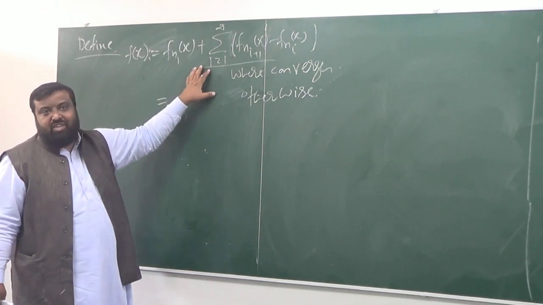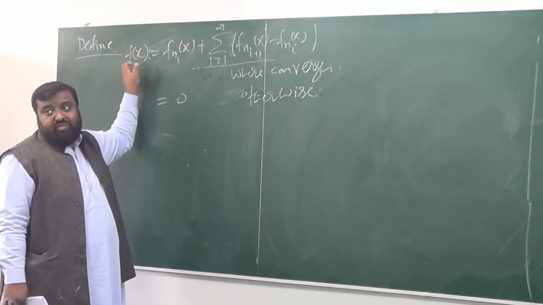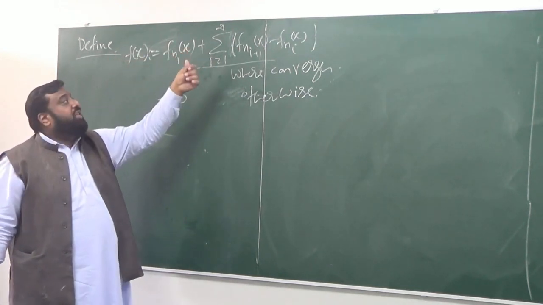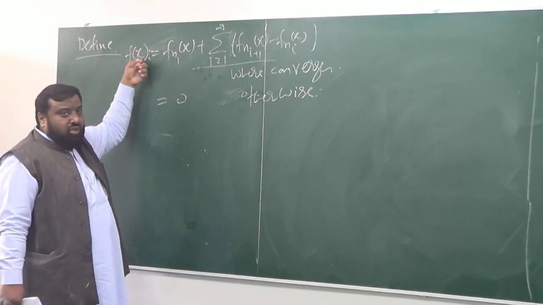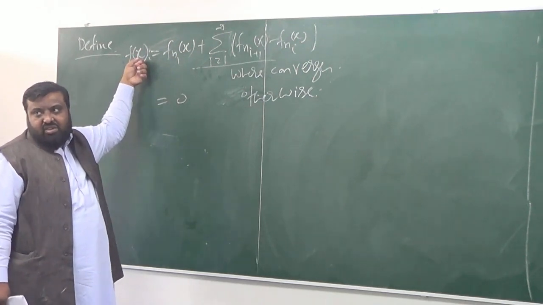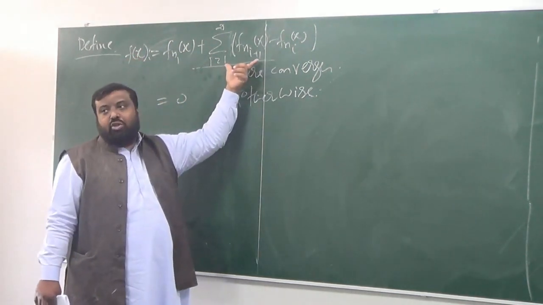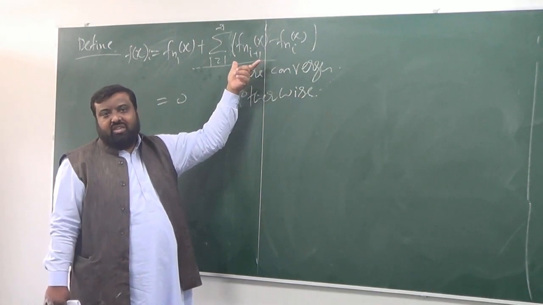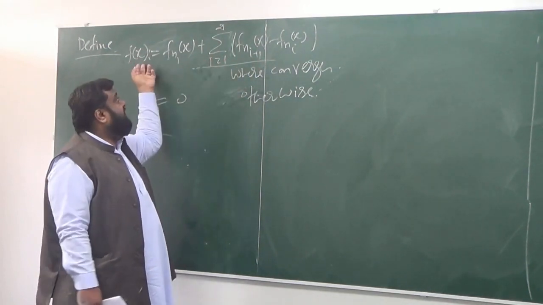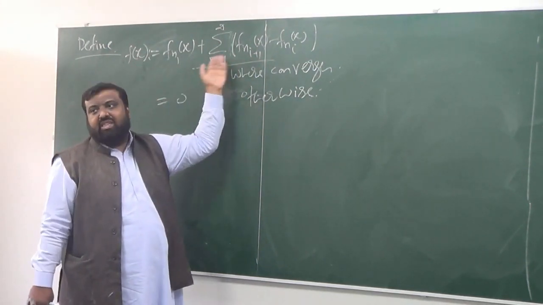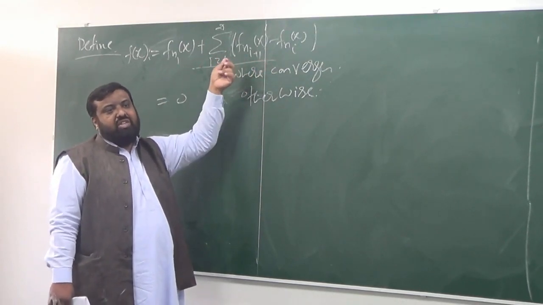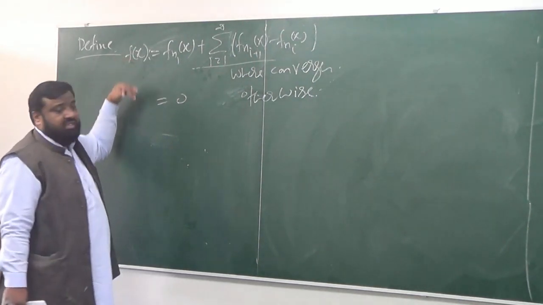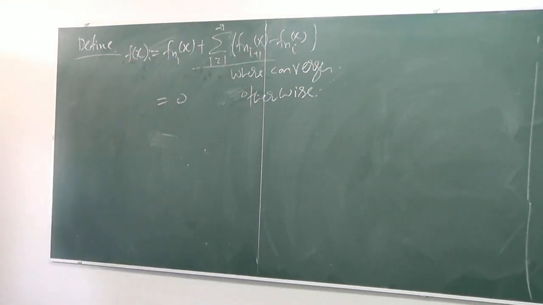So wherever it converges, give it a name f of x. By wherever I mean what precisely? For those x for which this is converging absolutely, for such x, I am giving f of x the name, which is basically the limit of it. And if this is not converging for some x, then I am assigning f of x to be 0 for those values.